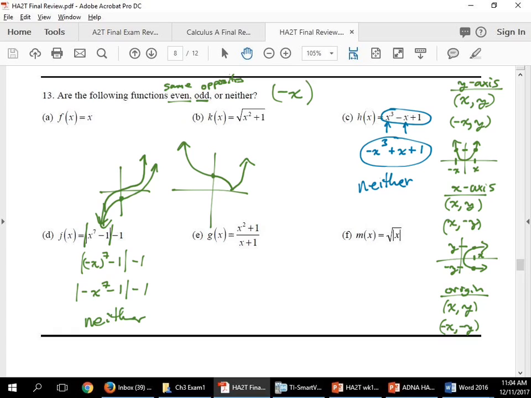Let's do this problem again, but let's get rid of that 1. Okay, so let's say that 1 wasn't there. Okay, yay. When I plug in negative x to this one, I get negative x to the third. When I plug in negative x to this one, I get positive x. Look at that. Exactly the opposite. This is exactly the opposite of that. Therefore, this is odd. Origin symmetry.